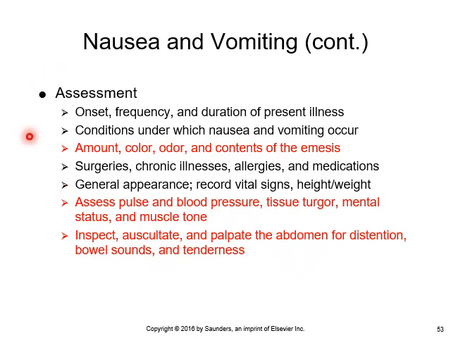When nausea and vomiting happen, we want to assess the onset, frequency, and duration of the present illness. When did it start? How long has it been going on? Those are things we have to ask. And when they do vomit, we have to check the amount, the color, the odor, and the contents of the emesis.